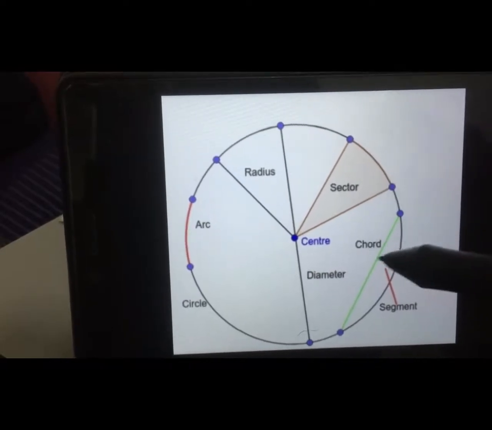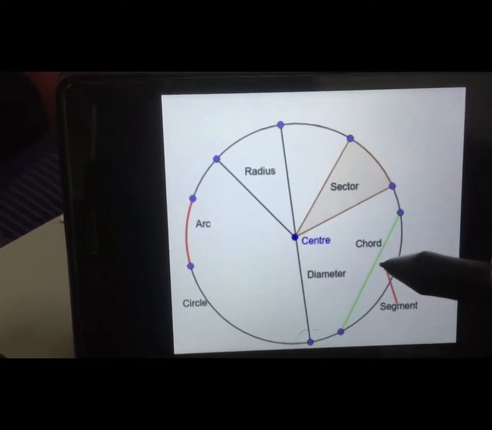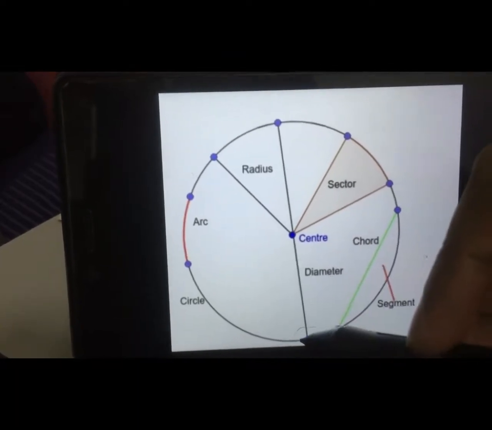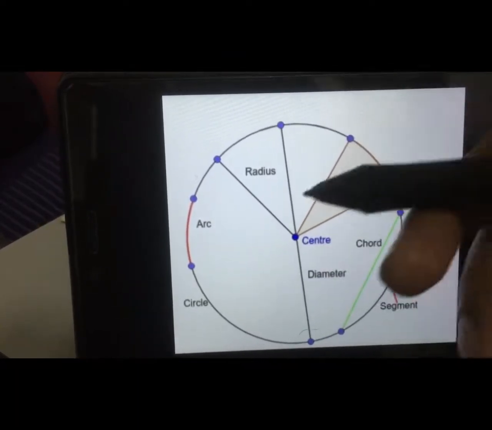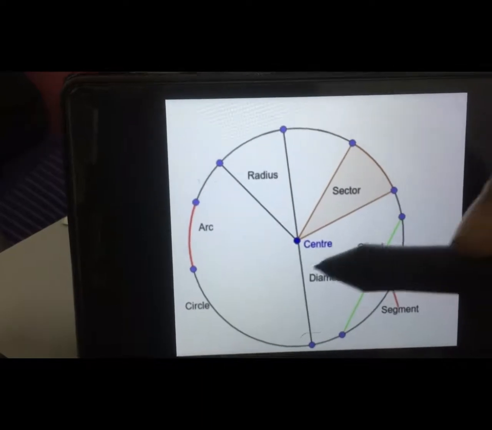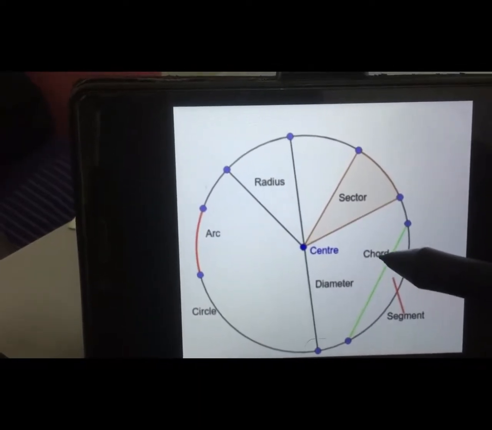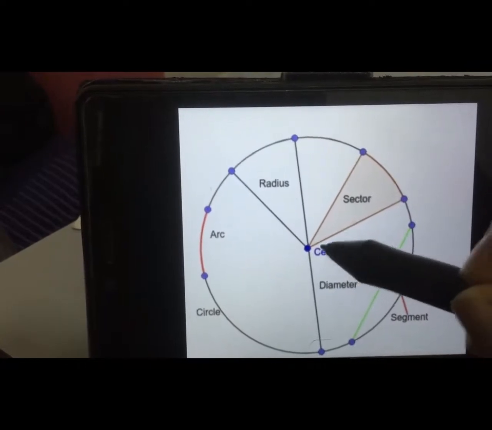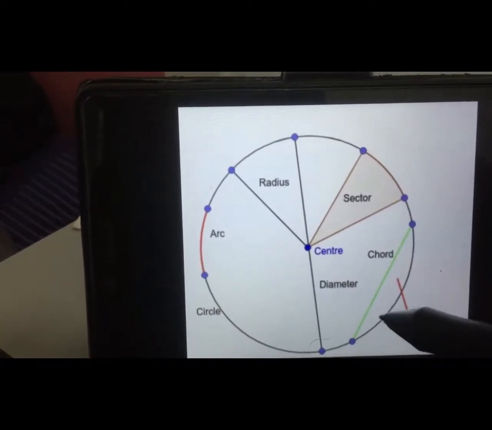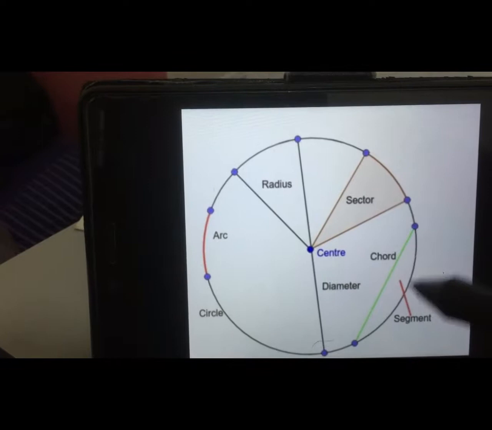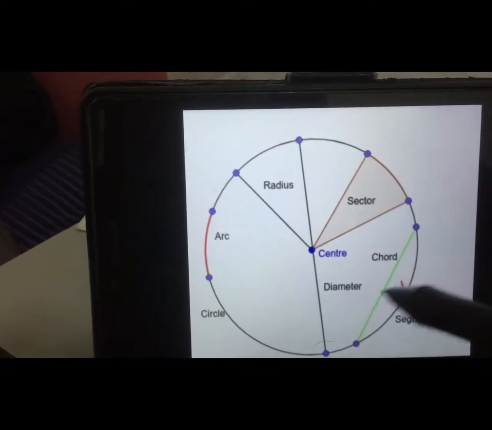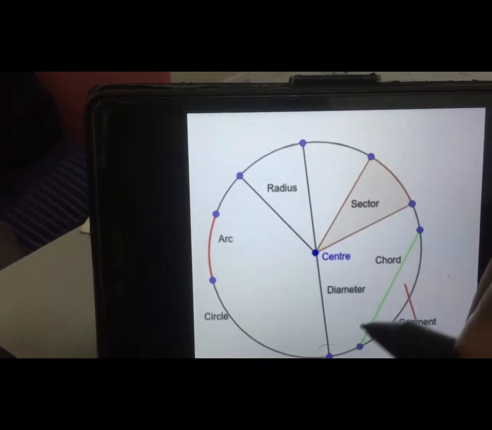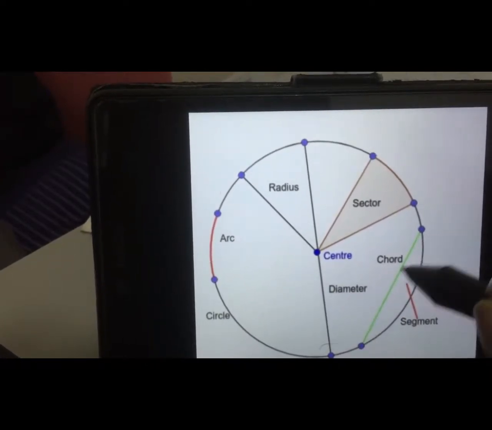The difference between a chord and a diameter is that the chord doesn't pass through the center point, whereas the diameter passes through the center point. That is the only difference between a chord and a diameter. A chord is basically a straight line which doesn't pass through the center point, whereas the segment is basically an area formed by the chord. This is the segment, which forms a D shape.